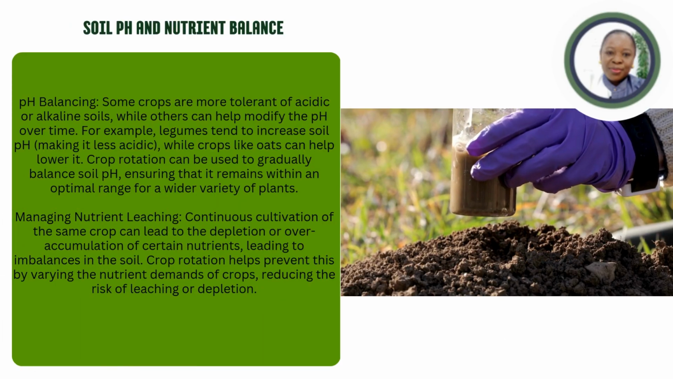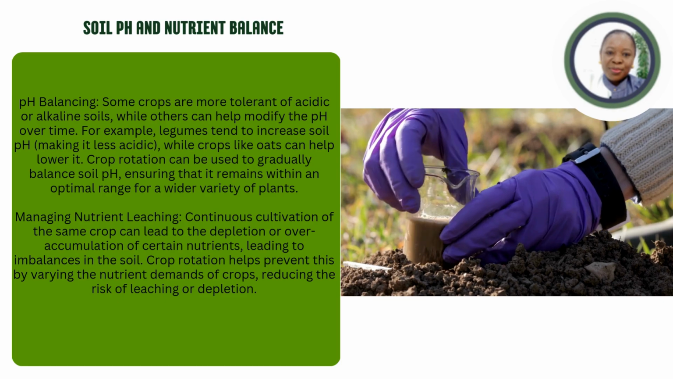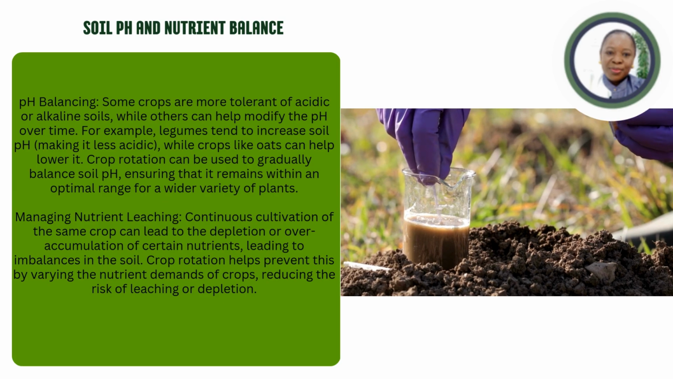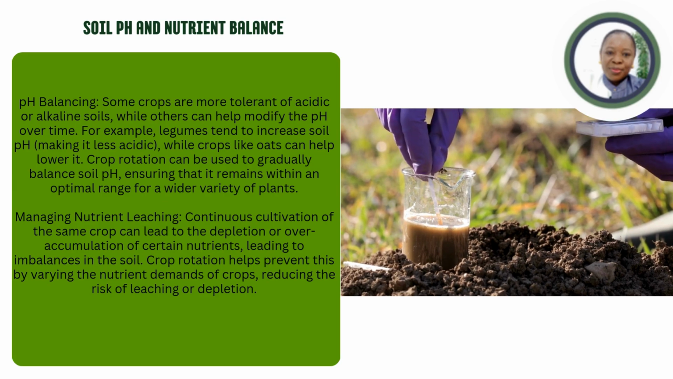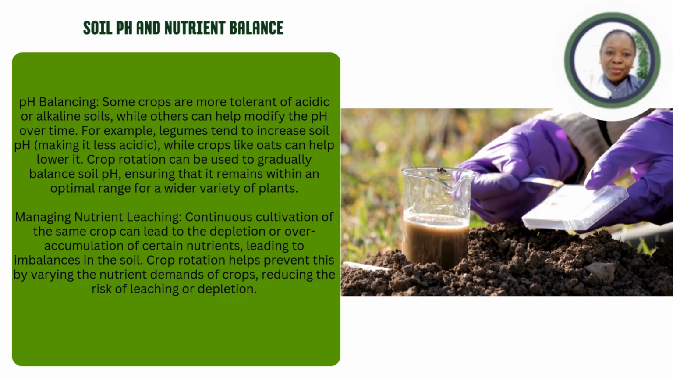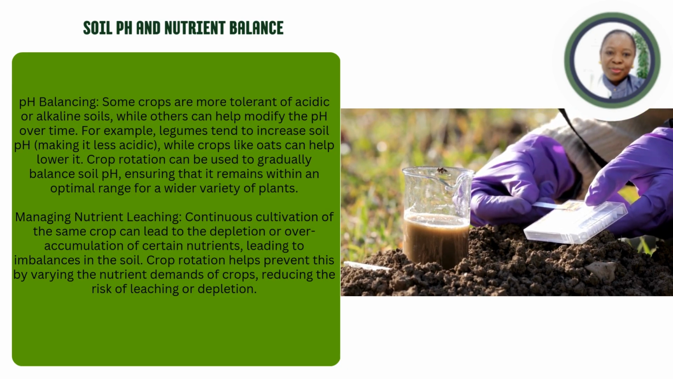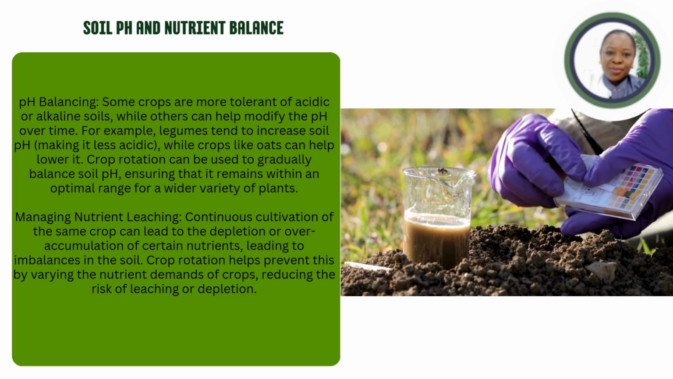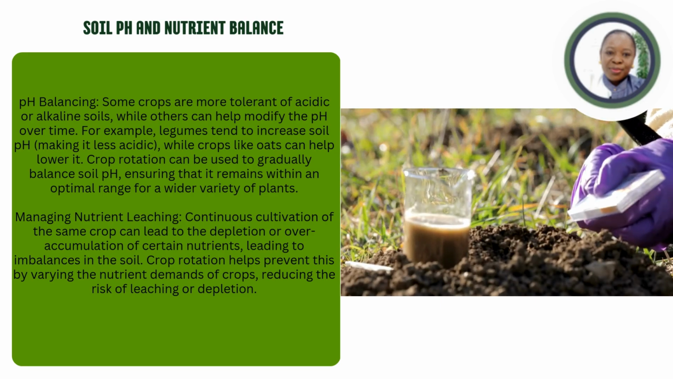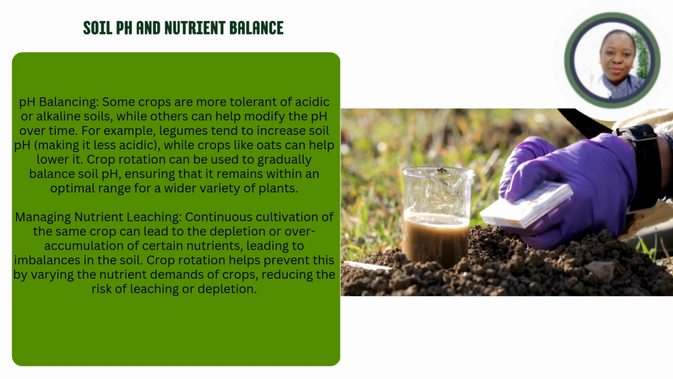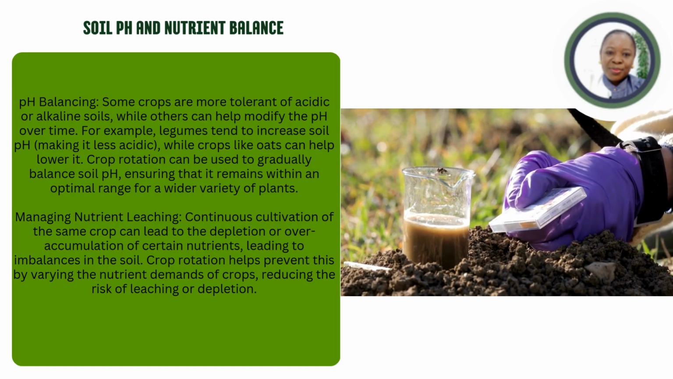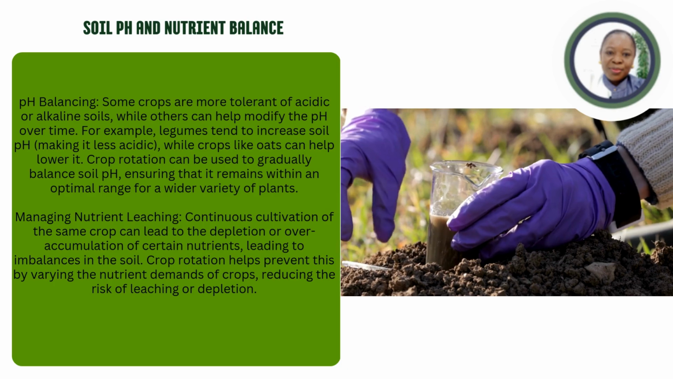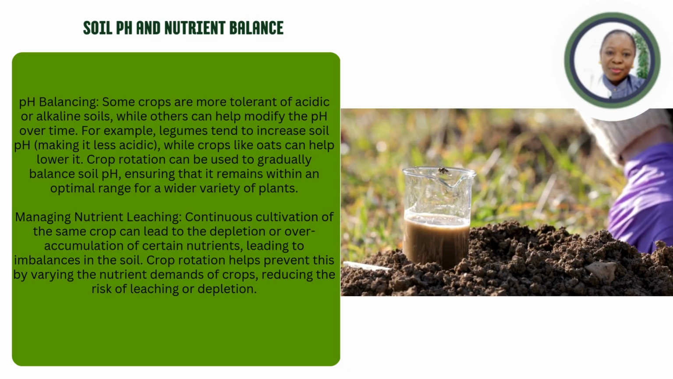pH balancing. Soil pH and nutrient balance. Some crops are more tolerant of acidic or alkaline soils, while others can help modify the pH over time. For example, legumes tend to increase soil pH, making it less acidic, while crops like oats can help lower it. Crop rotation can be used to gradually balance soil pH, ensuring that it remains within an optimal range for a wider variety of plants. Managing nutrient leaching.